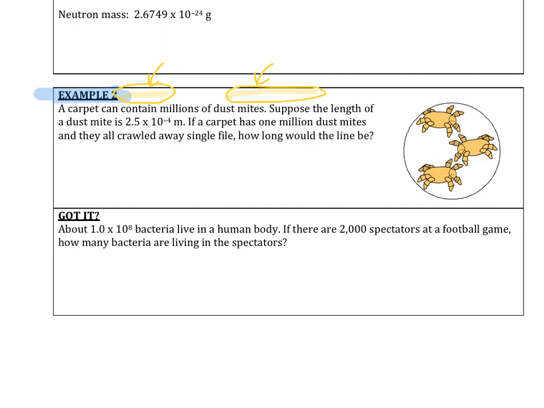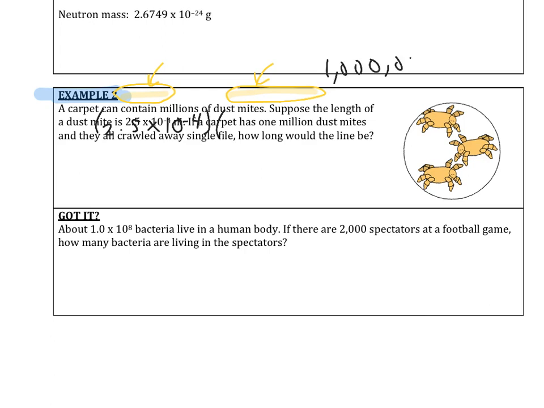Now, this is the same concept, just more complicated numbers here. So we've got this very small dust mite, and there's 1 million of them. We're going to have to multiply these two together. So we're going to do 2.5 times 10 to the negative 4th times 1 million. I'm going to write 1 million over here for a second.